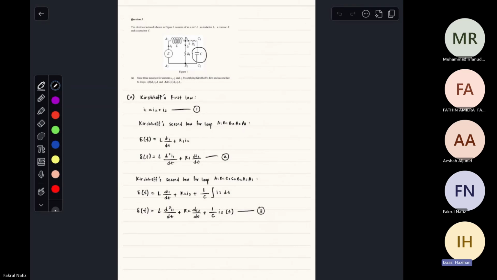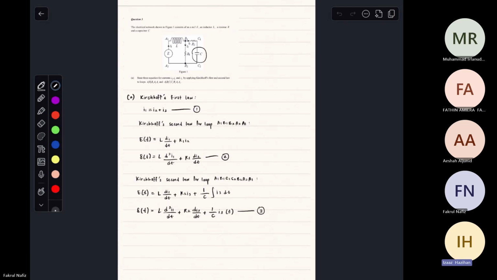And the last equation we're going to find is the outer loop, which is A1, B1, C1, C2, B2, A2, A1. When we see the outer loop, it has an inductor, a resistor, and also a capacitor. So the equation is going to be Et equal to L di1 over dt, because it goes through I1, plus R2 I3, because the resistor is at I3, and plus 1 over C integral of I3 dt. So it's the formula for the capacitor.